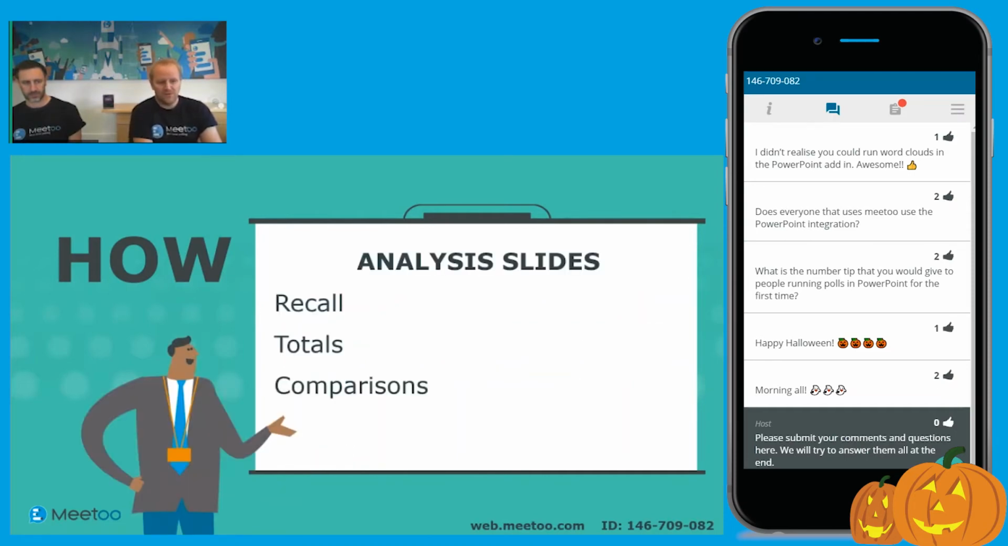Then moving on to analysis slides. For those of you that have used the Meetoo add-in, you'll have seen these in there. There are three types of analysis slides. We've got the recall, we've got totals, and we've got comparisons.